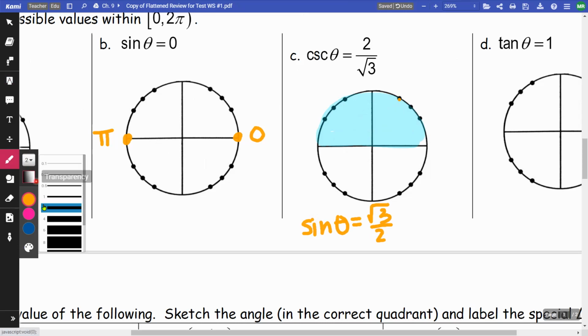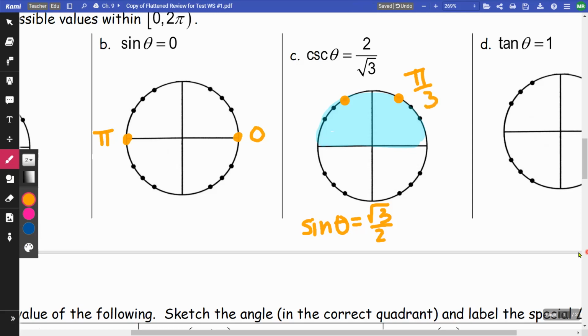Let me make this a little bit bigger. I'm going to be here and here. So I have pi thirds again. So this is going to be pi thirds, and this is going to be 2 pi thirds.